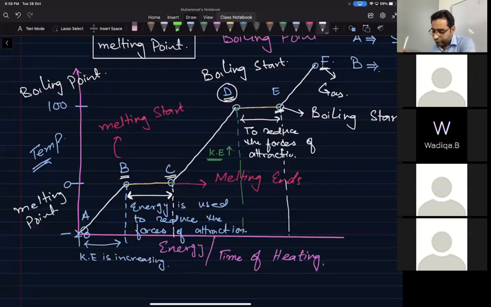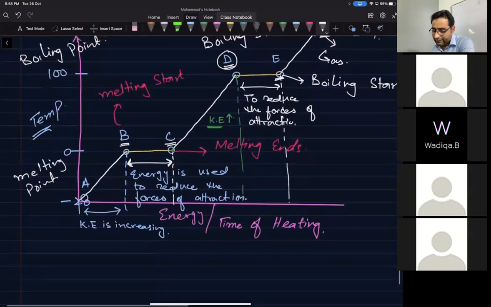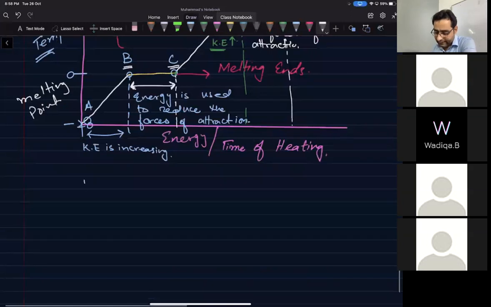Now, again, I'm going to recap. When the temperature is constant between B and C, the energy is used to reduce the forces of attraction. Between B and C, forces of attraction are being reduced.